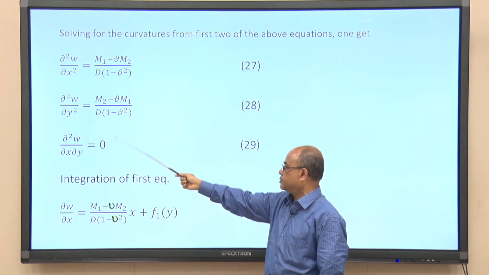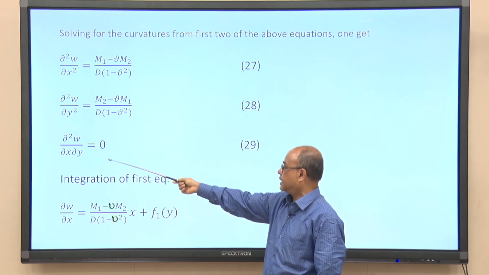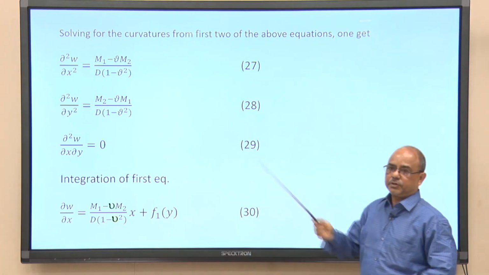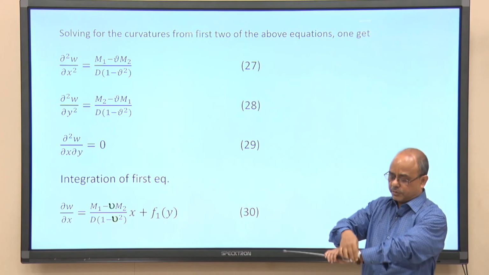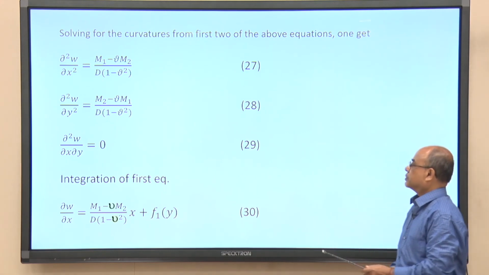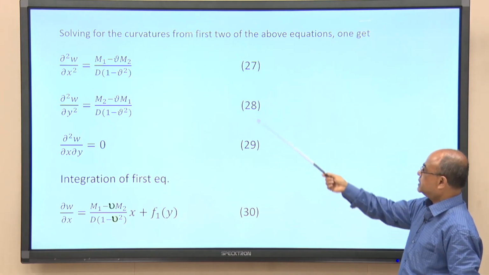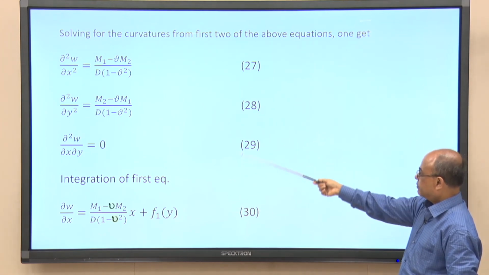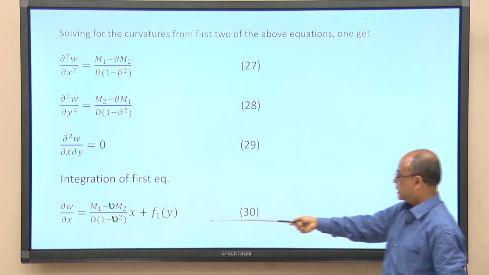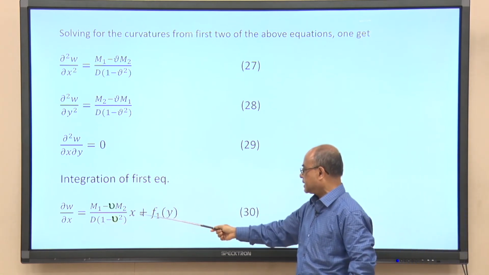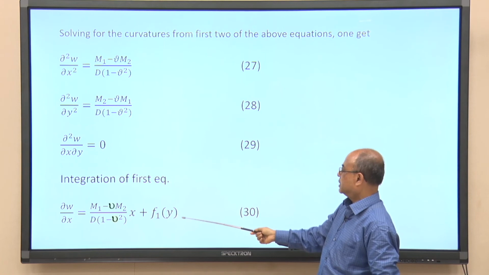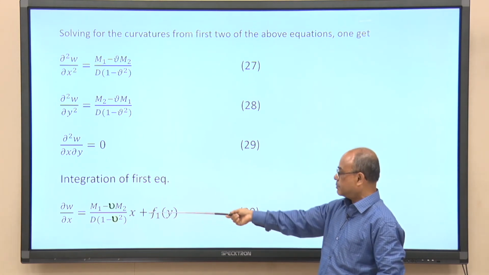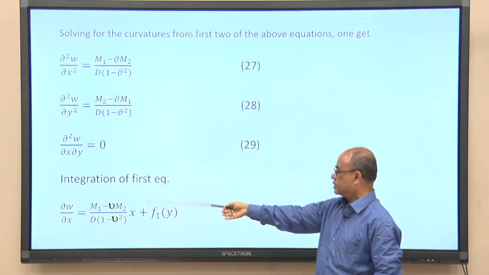And the twisting moment, as usual, we have written ∂²w/∂x∂y equal to 0. Now, let us integrate this, because we are targeting this w has to be found out. So, integrating the first equation we get this. After integration of the first equation with respect to x, we get ∂w/∂x, and it is x and a constant of integration. Now, the constant of integration here I take as a function of y, because I am doing the integration with respect to x.